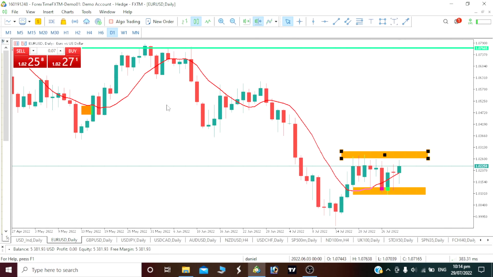So actually, let's take a look at our EUR/USD for the week.